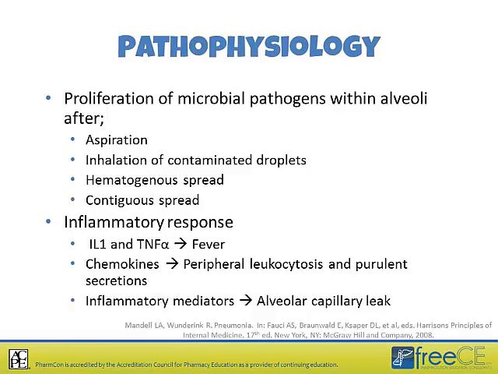Ultimately, once you have this infection occur within the alveoli, you have an inflammatory response. You have various interleukins and TNF-alpha, which lead to fever. You have chemokines that are released as part of the inflammatory response, which leads to your peripheral leukocytosis, as well as purulent secretions. And then there are inflammatory mediators that can lead to alveolar capillary leak. So lots of different things going on that can essentially lead to all the different inflammatory response that we see within pneumonia.